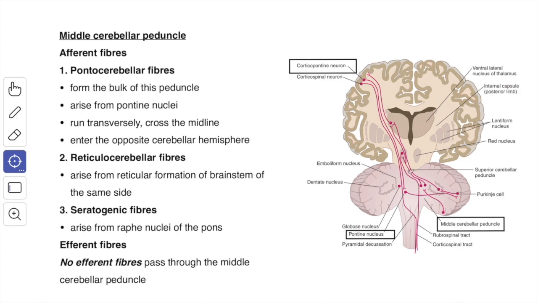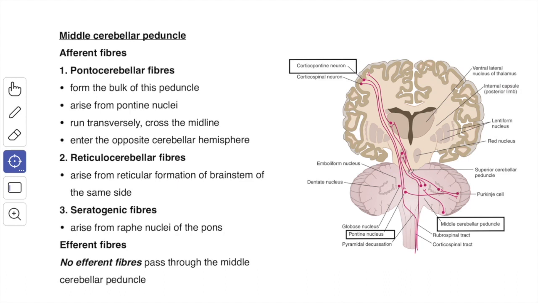Next we'll see about the middle cerebellar peduncle, the afferent fibers which are present in the middle cerebellar peduncle. First is the pontocerebellar fibers. They form the main bulk of the middle cerebellar peduncle, and these fibers arise from the pontine nuclei. They run transversely, cross the midline, and enter the opposite side cerebellar hemisphere, that is the neocerebellum. The pontine nuclei receive input from the cerebral cortex, thus forming the cortico-pontocerebellar pathway.